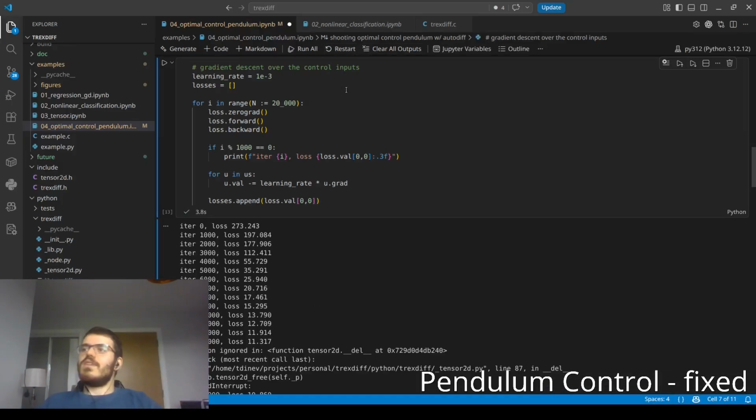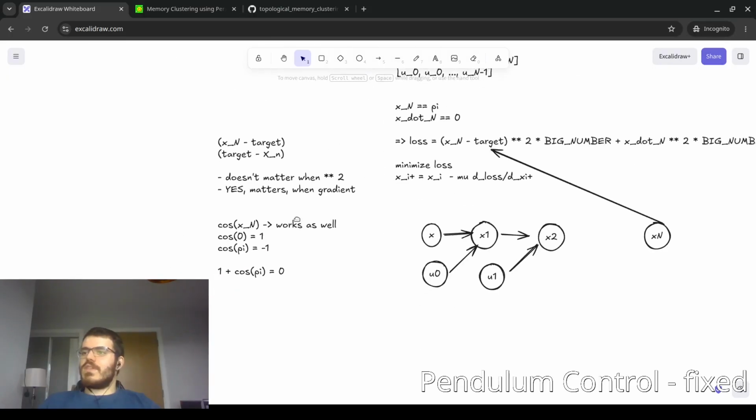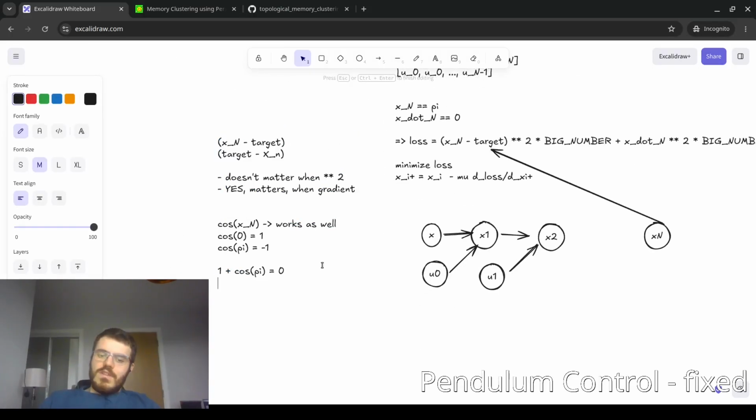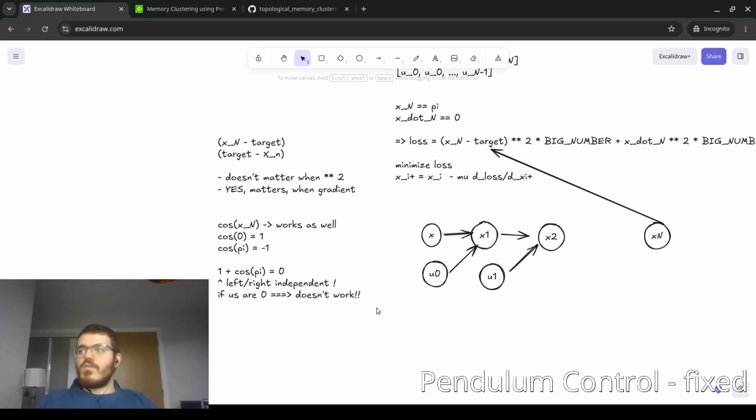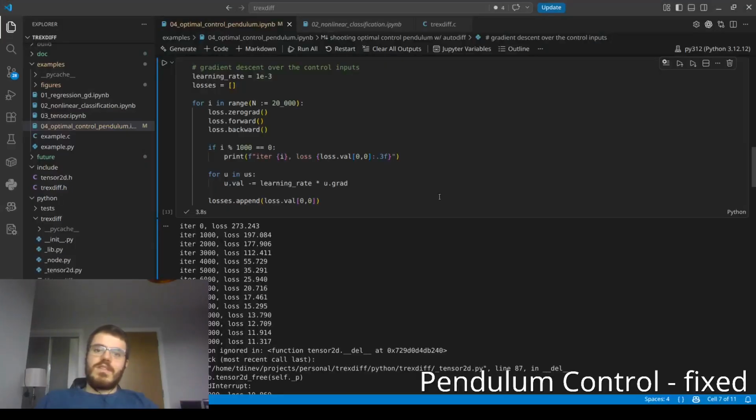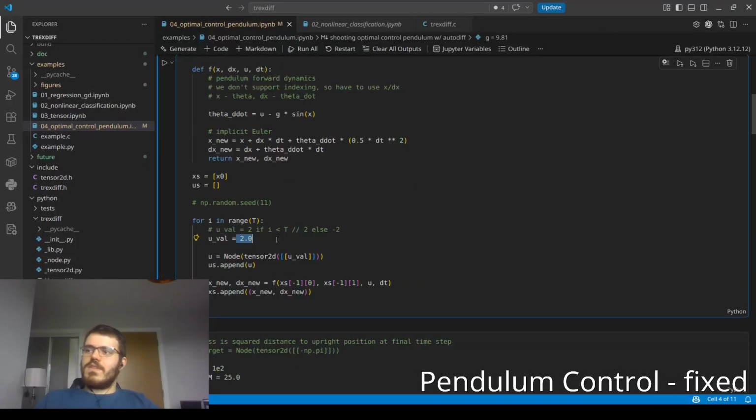This is the good stuff. I will end on this. I was deciding whether to put that in the video or not. Okay, so now this is left, right, independent. Okay, important: if U's are 0, it doesn't work. So now we're going to demonstrate warm start by setting these to 2. Actually, I think I can even say something very small, and then run it.